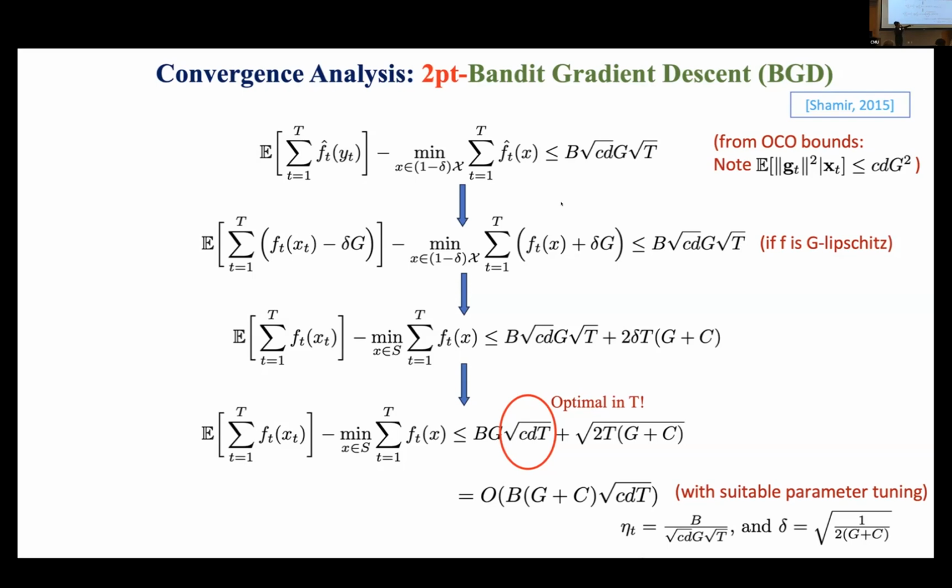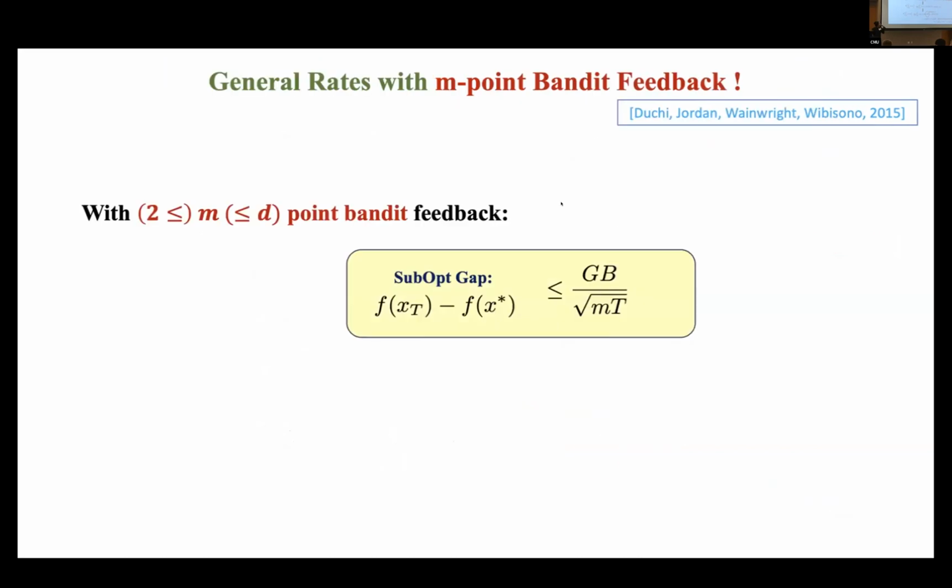And trust me, all of this is possible because I have a better bound on this expected gradient vector GT, which is possible because of the 2-point feedback. So that's the takeaway of this slide: how it gives us a 1 by square root t rate so easily.